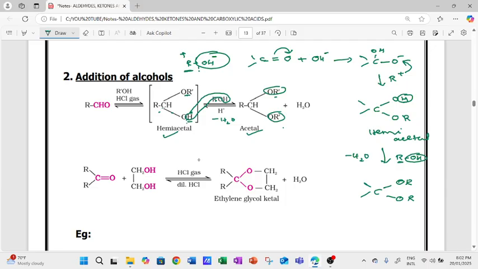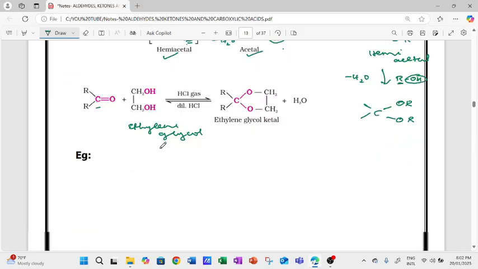And this alcohol reaction is for aldehyde, as I explained. But for ketone, there is a specific reaction. Ketone reacts only with CH2OH-CH2OH, which is ethylene glycol. No other alcohol. Ketone can react only with ethylene glycol. So I'll show you the reaction.